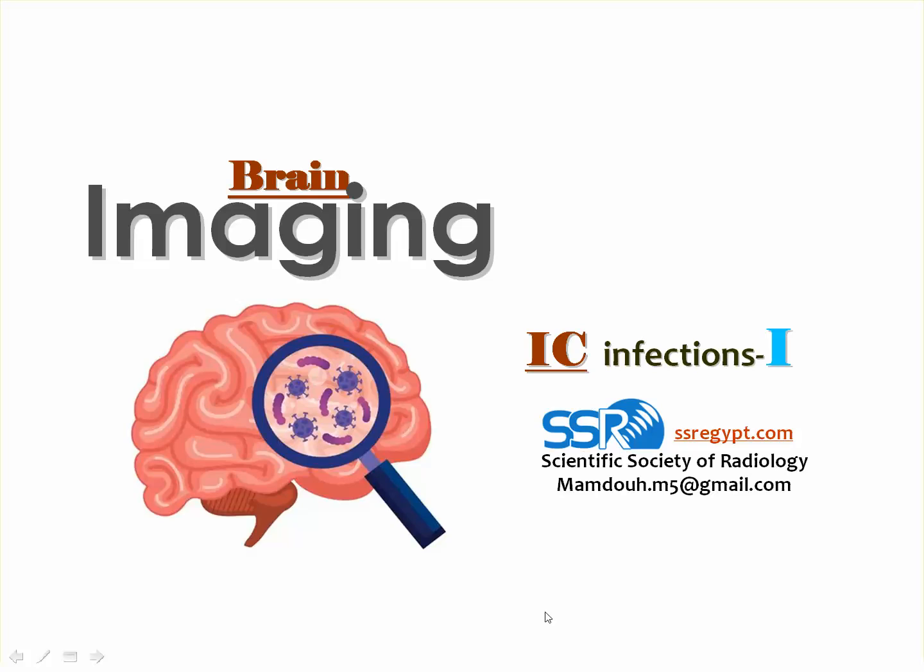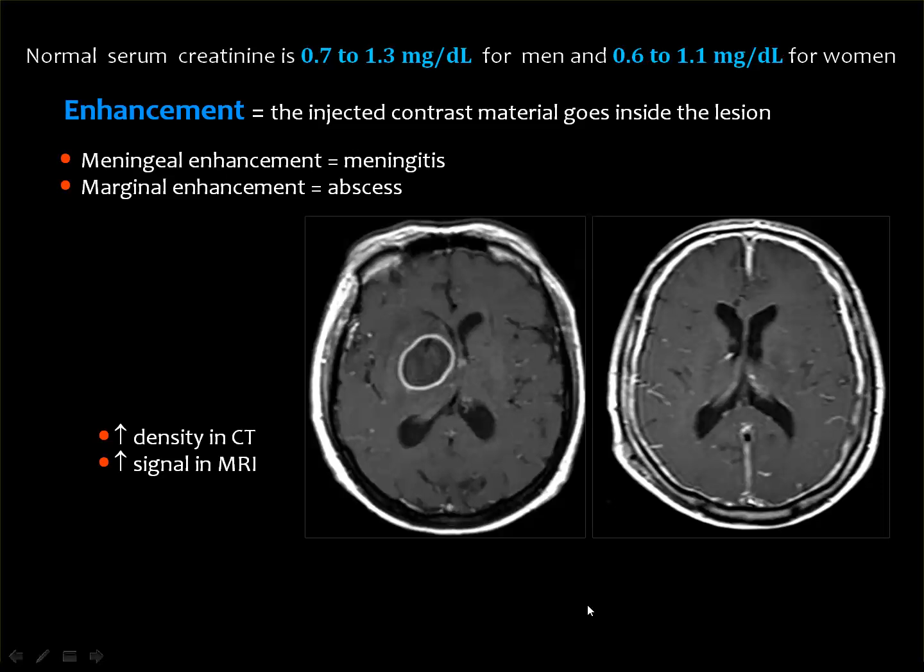Diagnosis of intracranial infection. I have mentioned before that there are two main indications for contrast injection in CT and MRI. The first one is the suspicion of infection, and the second one is tumors. Before we inject contrast material, we need to assess the renal function, and this is now routine. Before injecting contrast material, you should have information about the creatinine level.